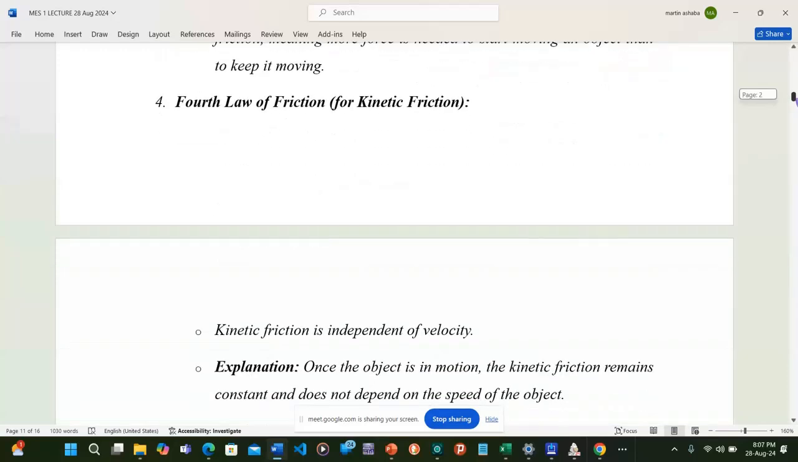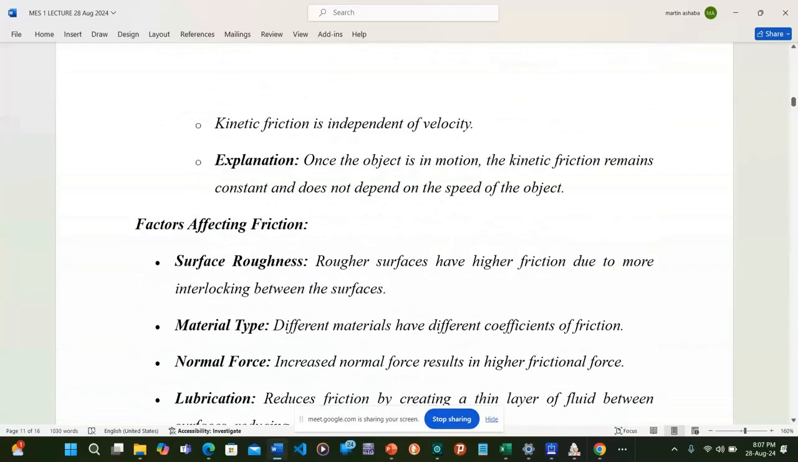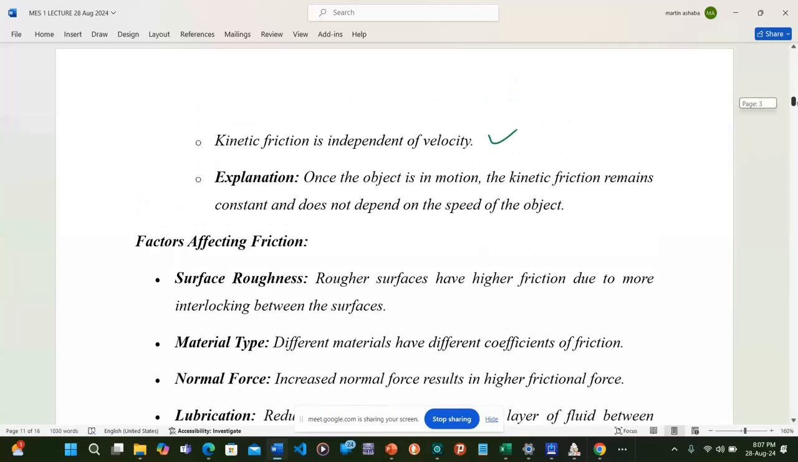Then the other law is that kinetic friction is independent of velocity. Once the object is in motion, the kinetic friction remains constant and does not depend on the speed of the object. Okay, so that one should stick in our minds.